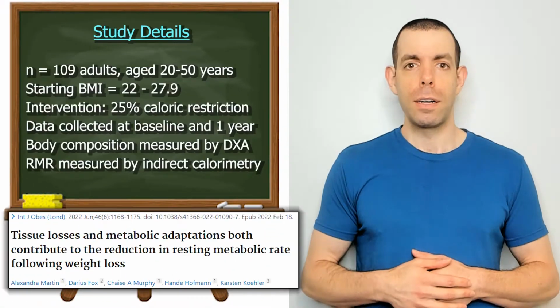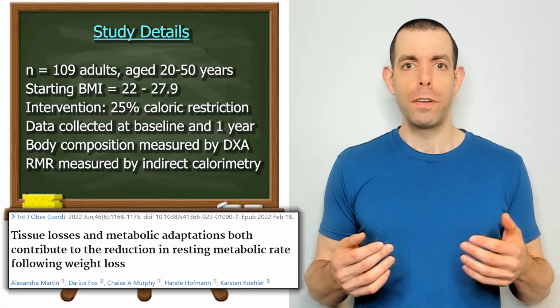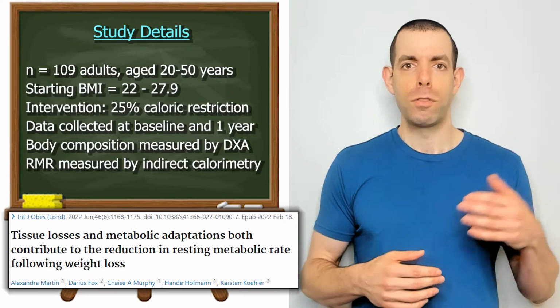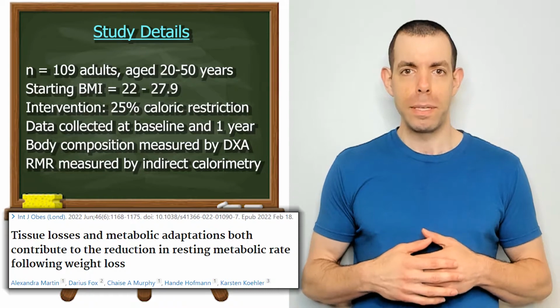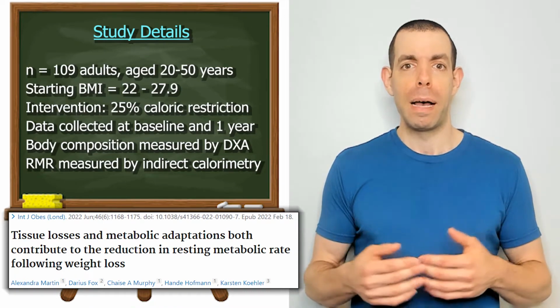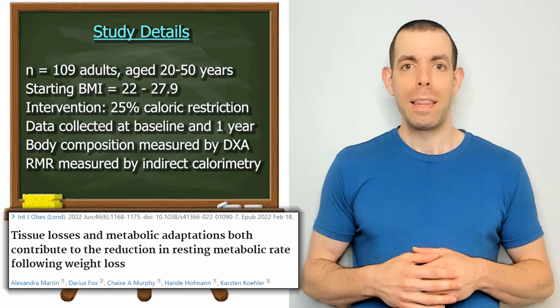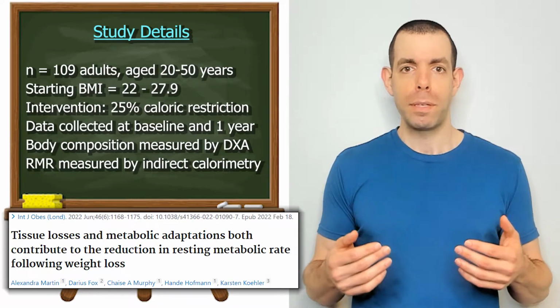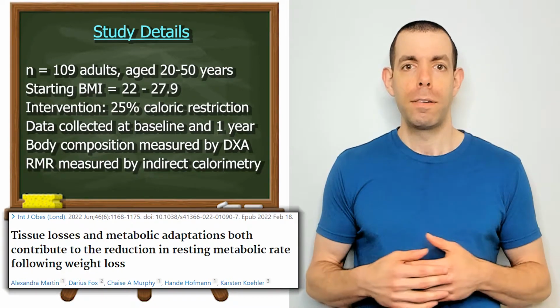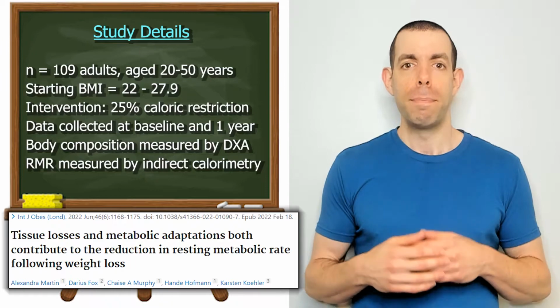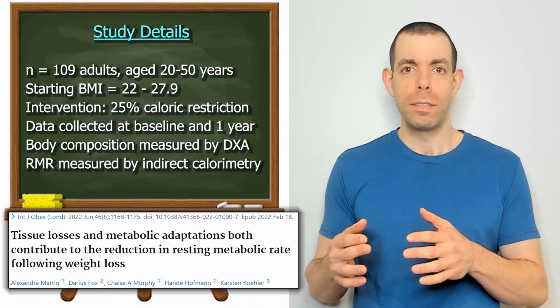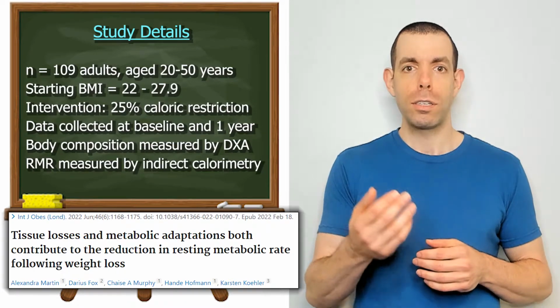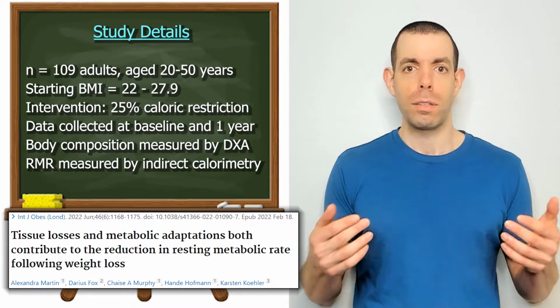In this first study, the authors took a bunch of individuals with a starting BMI of 22 to 28, which means none of them were in the state of obesity, which is defined by a BMI of 30 and above, and they put all of them on a 25% caloric restricted diet for a time span of 2 years. They measured the resting metabolic rate before this began and 1 year into this process, and you can see on the screen a figure that shows the results.